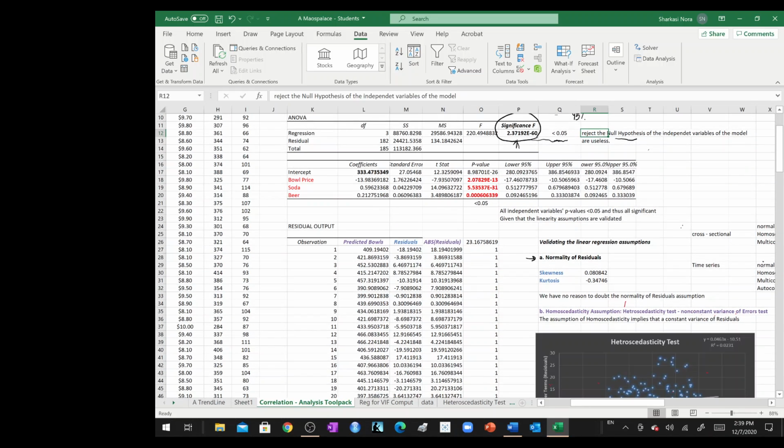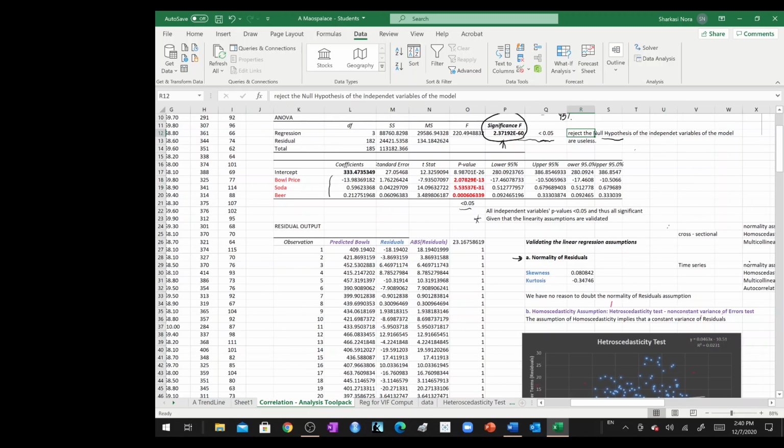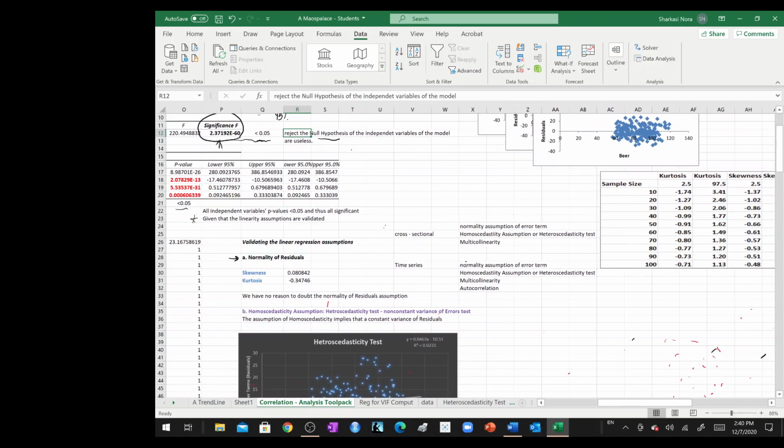All right, after all that, let's examine the coefficients. These coefficients are validated based on their p-value again. If the p-values are less than 0.05, the variables are significant. So all independent variables with p-values less than 0.05 are significant, but we need to add one line, as I told you guys, given that the linearity assumptions are validated. So we need now to go ahead and validate the linearity assumptions.